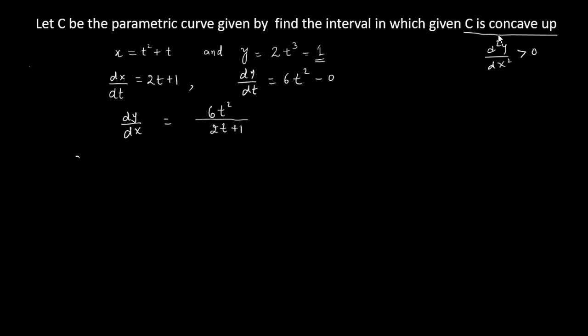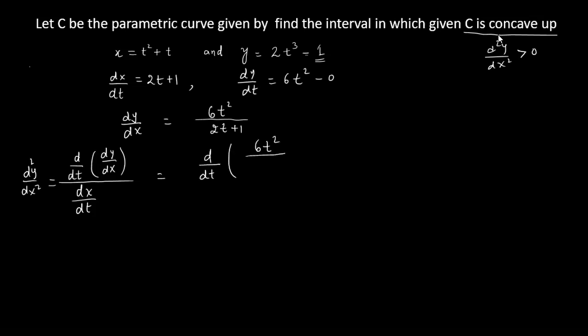Now, for finding the second derivative, let us differentiate dy over dx with respect to t first. This is dy over dx, and then we divide it by dx over dt to get d²y over dx². So here we use the quotient rule. This is simply 6t squared divided by 2t plus 1, and this much is divided by dx over dt, which is nothing but 2t plus 1. So let us use the quotient rule.